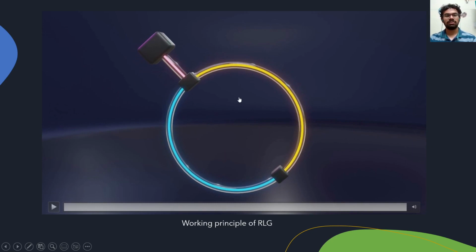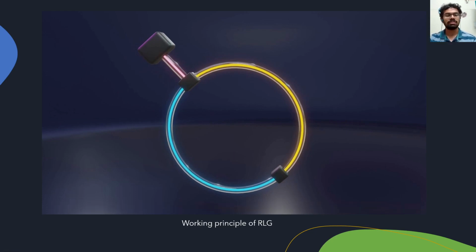So we can say that the detector detects different frequencies as both of them reach the detector at different times. So using the differences in these frequencies, we can determine the angular velocity of an object.